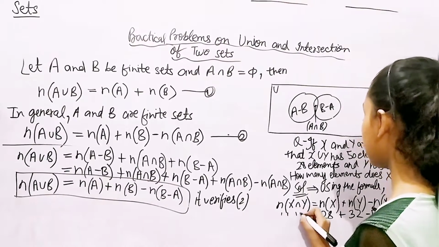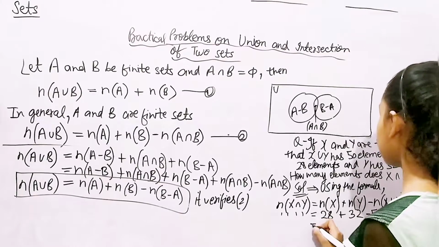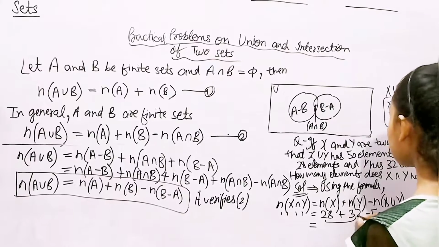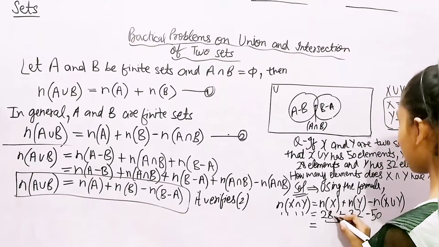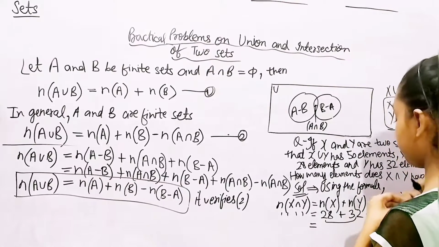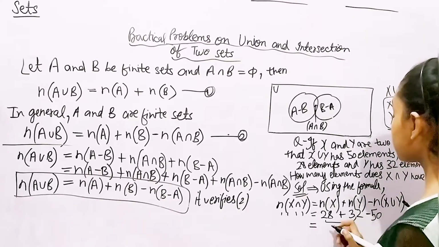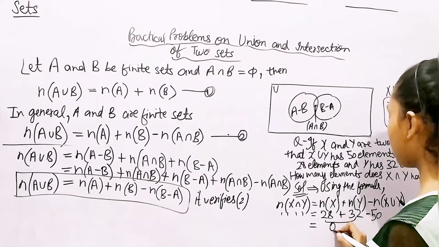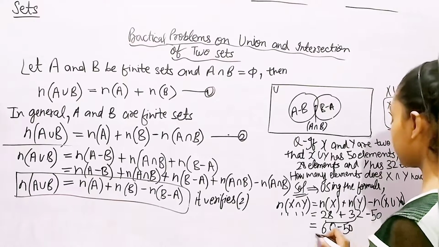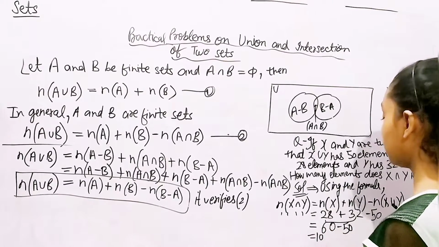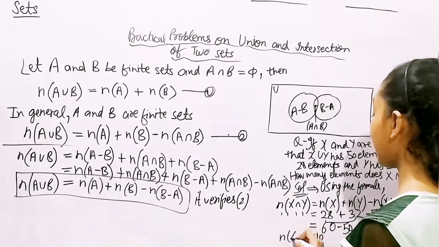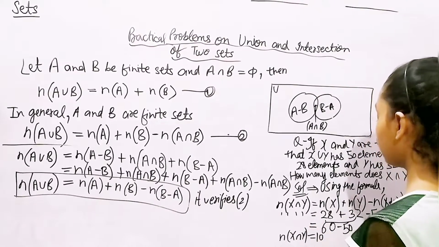Now after adding them, what are we going to get? 8 plus 2 is 10, and 3 plus 3 is 60. 60 minus 50 is equal to 10, isn't it? So this is the number of elements X intersection Y will have.